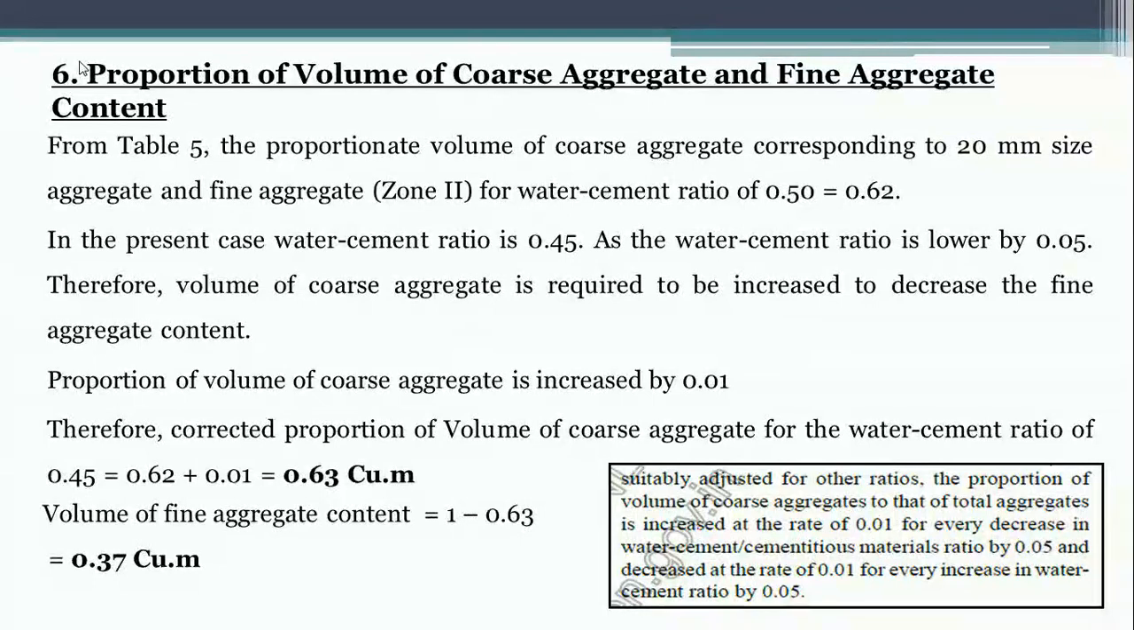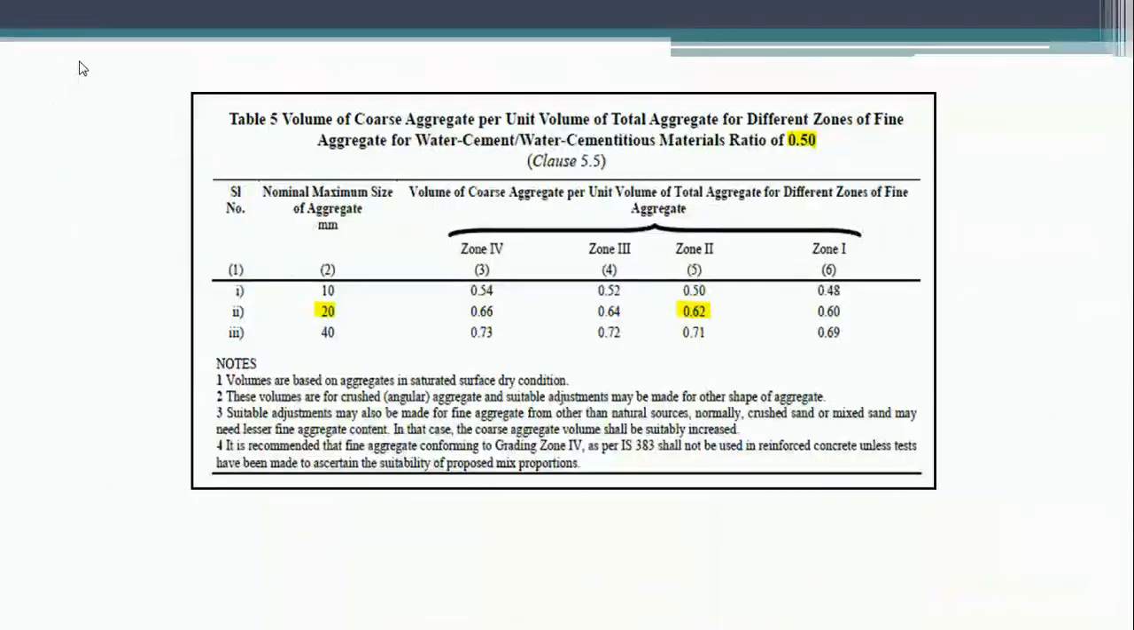But in this case, we are using non-pumpable concrete. So that means the method of placing is done by chute. So it is non-pumpable. So no need to reduce the volume of coarse aggregate by 10%. So you can keep the volume of coarse aggregate as 0.63 only. So volume of fine aggregate is 1 minus 0.63. You will get 0.37 cubic meter. So I hope you understood this step.